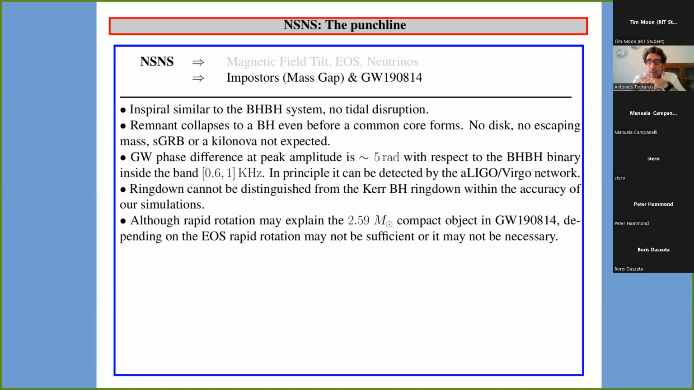On the contrary, the ringdown cannot be distinguished from the ringdown of a binary black hole. And finally, with respect to the event GW190814 and the 2.6 solar mass compact object that exists there, rapid rotation is one possibility. Also, it can be slowly rotating depending on the equation of state.